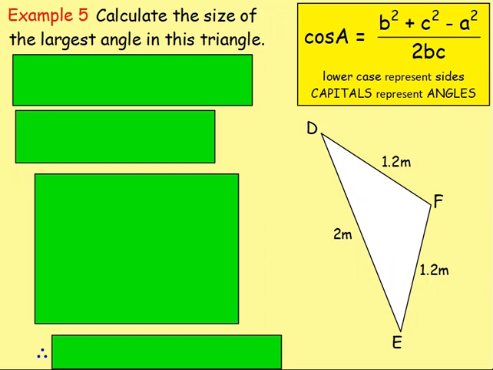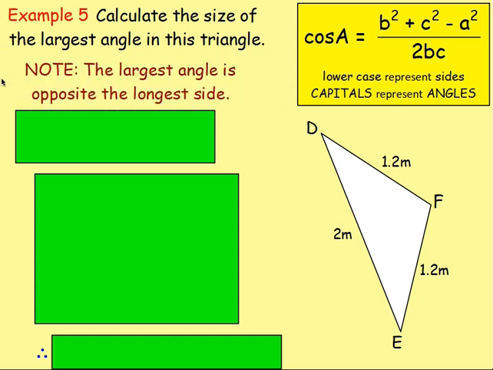Last one, example 5. Calculate the size of the largest angle in this triangle. Which one is the largest angle? Steve, what do you think? Good, yeah, the largest angle is opposite the longest side. Very well done. Largest angle is always opposite the longest side. The longest side here is the 2, so across from that will be our largest angle. Sometimes it's obvious looking at the diagram, sometimes it's not.